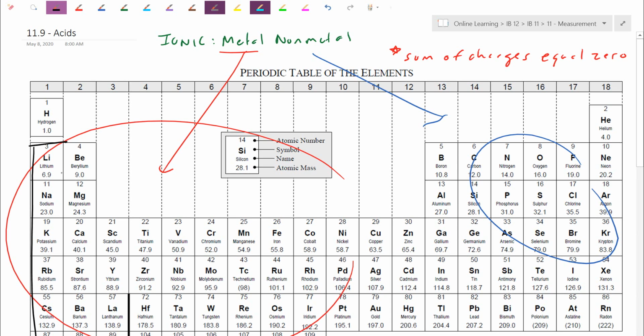Group number 1, so ignoring hydrogen, were your alkali metals. These ones here were all +1 when they're bonding. Alkaline earth metals from beryllium down to radium are all going to be +2. I basically need to work out the charges so that the charges end up canceling out.